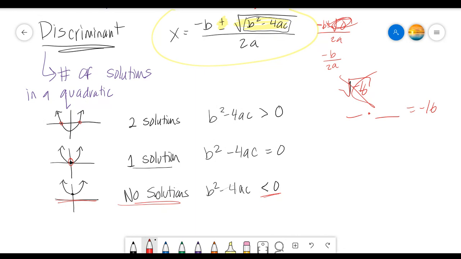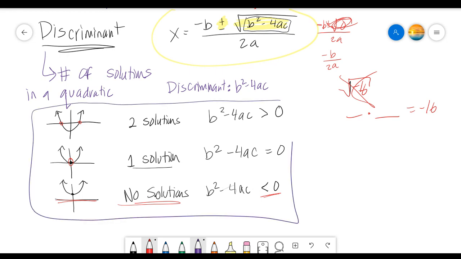So the discriminant is that expression inside of the radical, b squared minus 4ac, and it'll tell us how many solutions the quadratic has. If the discriminant is positive, you'll have two solutions. If it's equal to 0, there'll only be one solution, and if it's negative, it's not possible, so you'll have no solutions.